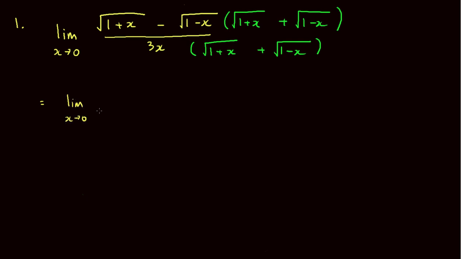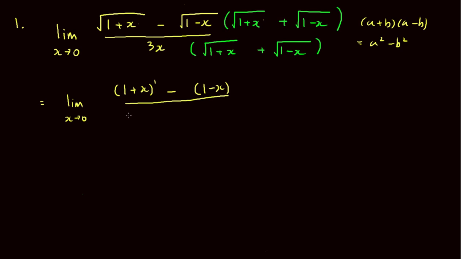So limit as x approaches 0. Of course we multiply these two, and we end up having 1 plus x, minus plus. It's similar to, for example, a plus b and a minus b. You'll end up having a squared minus b squared. So similarly for this, you multiply together and you get 1 plus x minus (1 minus x). And then you'll have 3x in the denominator, times root of (1 plus x) plus root of (1 minus x).